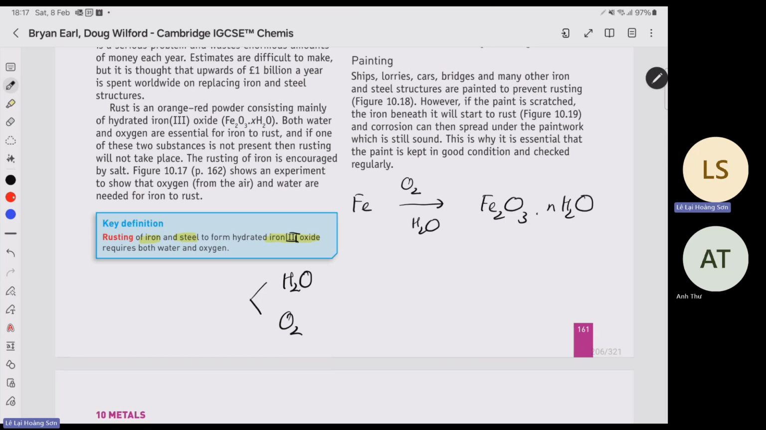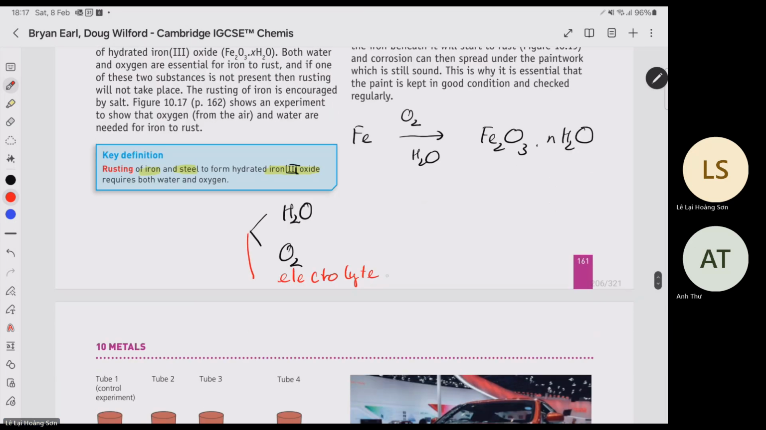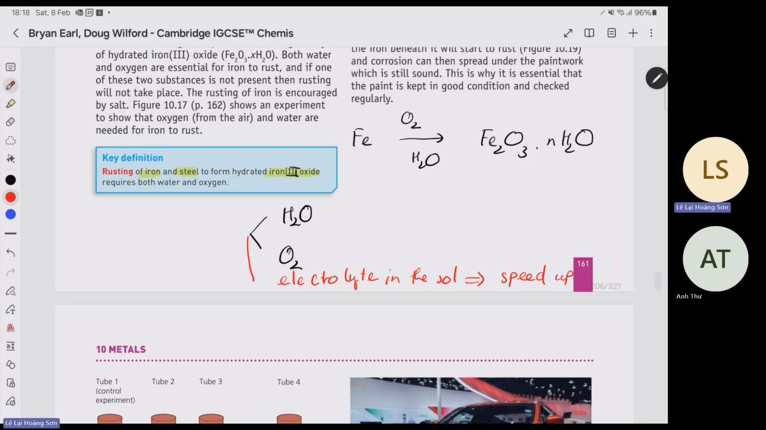There's one more condition that is not compulsory, but it will speed up the rate of rusting. When you have electrolyte in the solution, it will speed up the rate of rusting. That condition is not really compulsory, but it will change the speed of rusting.